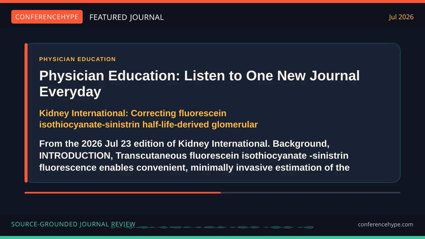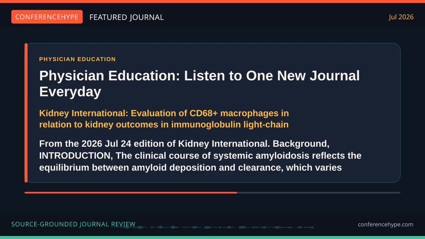Discussion: allowing the sinistrin HL to GFR conversion to vary with BW and salt condition moderately improves the accuracy of HL-based FITC-sinistrin GFR estimates compared with a single fixed conversion factor, and captures the transient GFR increase after salt loading. From the 2026 July 24 edition of Kidney International.